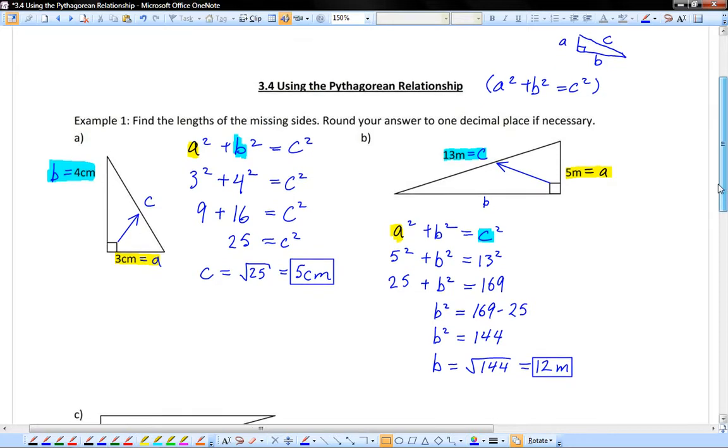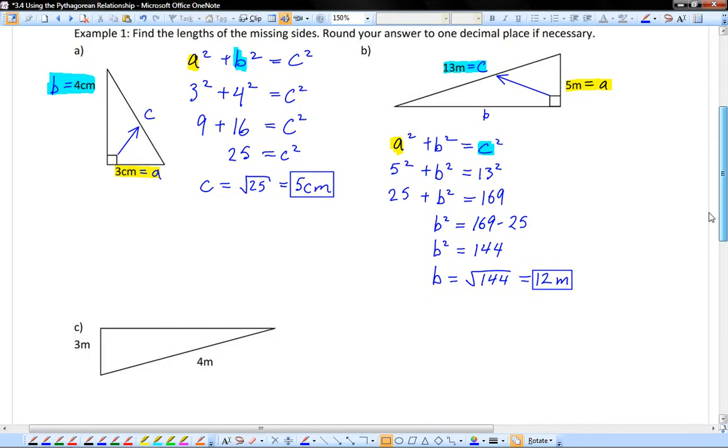So those are the first two examples. We're going to take a look at one more here in example 1.